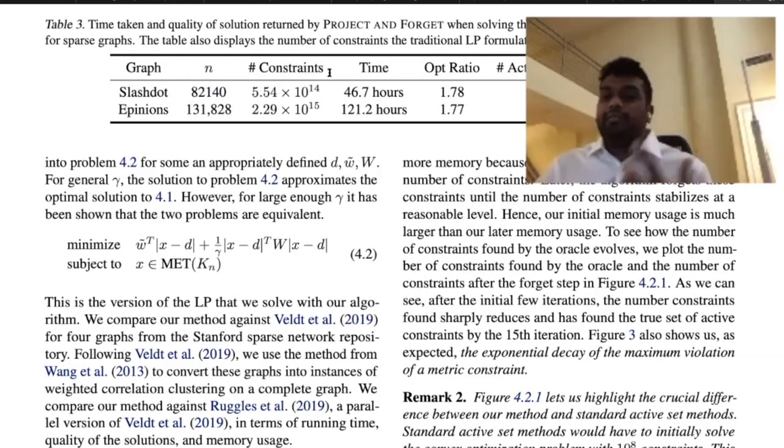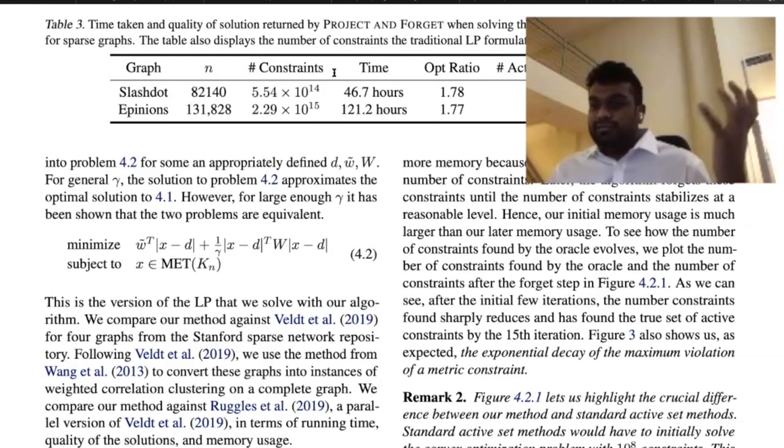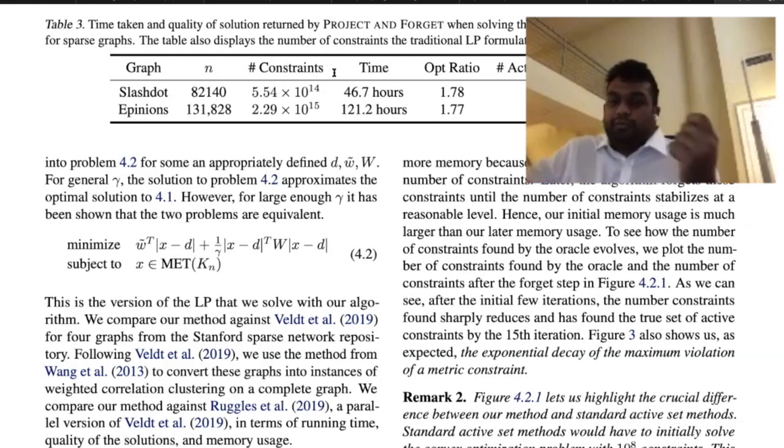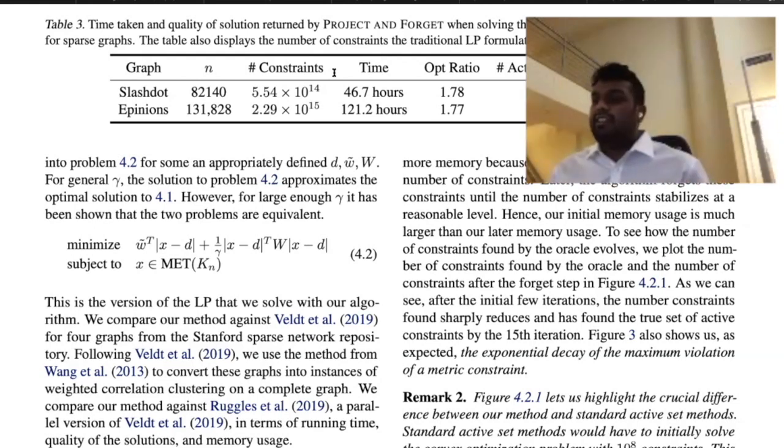Right, so this is why I do 75, because I don't want to call the oracle too often. On the sparse one, there are fewer constraints, and I think it's more likely that you find them quicker, so I do want to project onto them more.